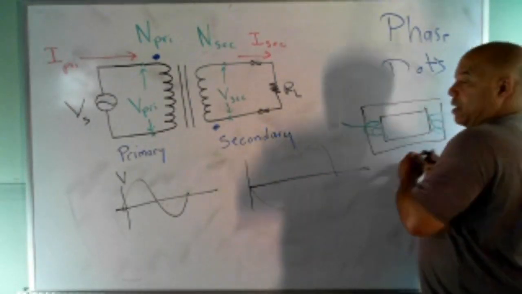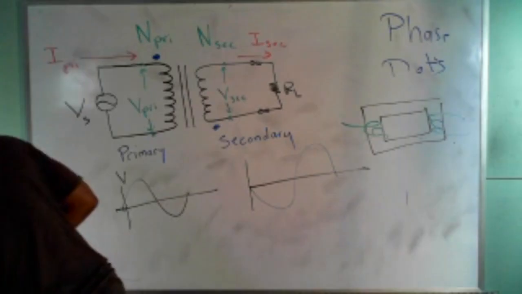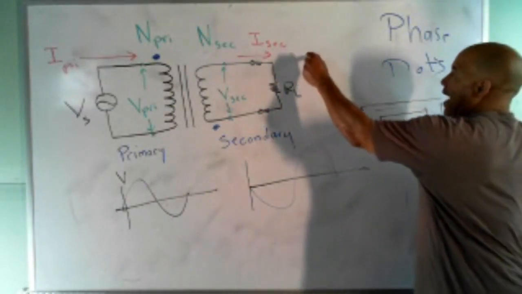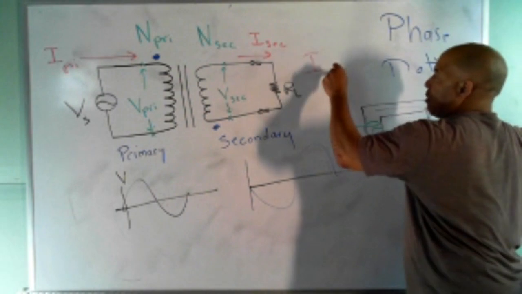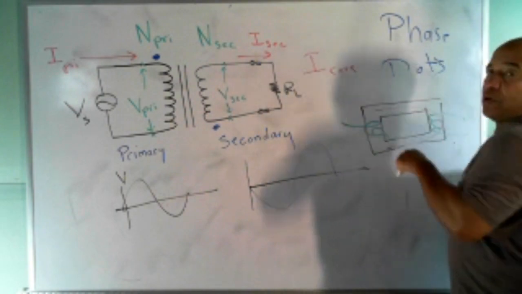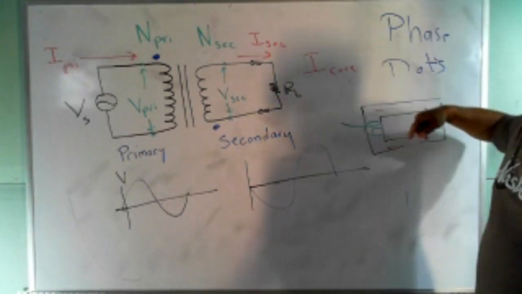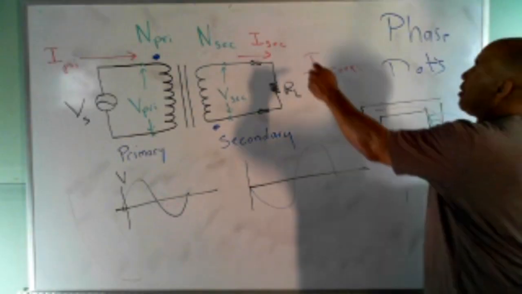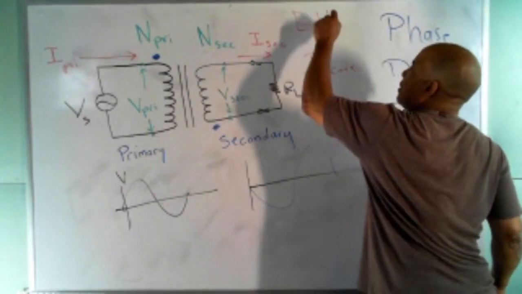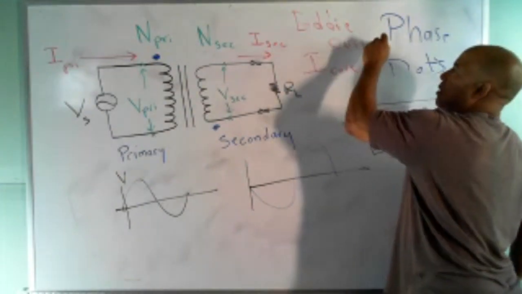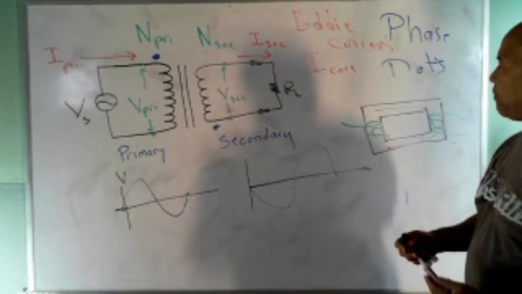You've got magnetic flux flowing, but also current flowing in there. I call it I core. And that's what produces heat. That's what produces the core loss. Well, that current in the core is called an eddy current. I think it's spelled eddy, or it might be with a Y. Eddy current.